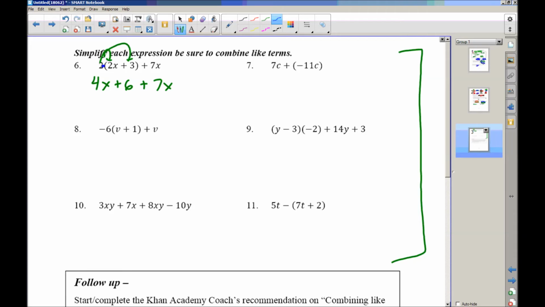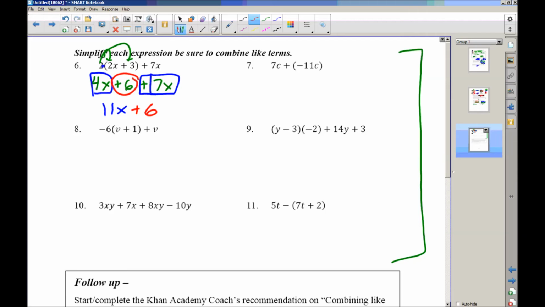Okay? And then we look at who's like terms. So I have an x term and I have another x term. So this is 4x plus 7x, which makes 11x. The 6 is a constant term. There's no other constant terms. So he has no like terms or buddies to add up with.